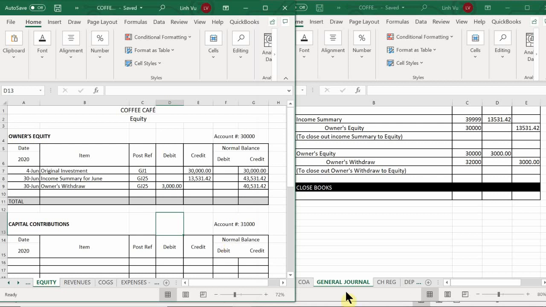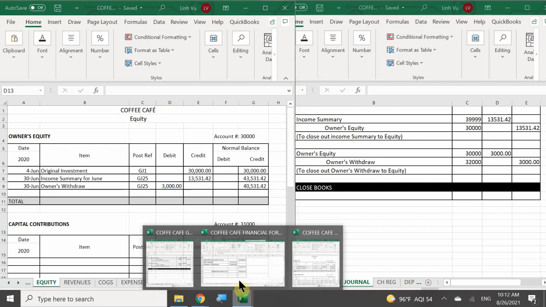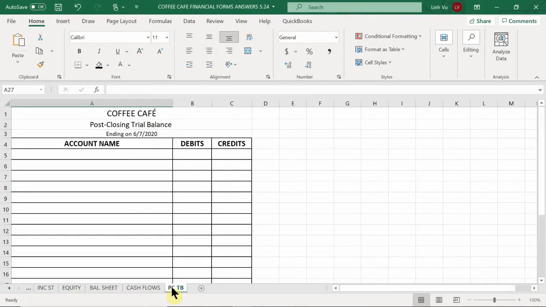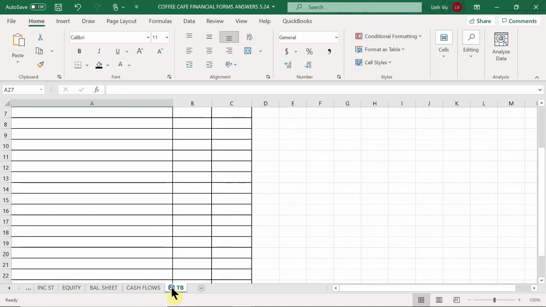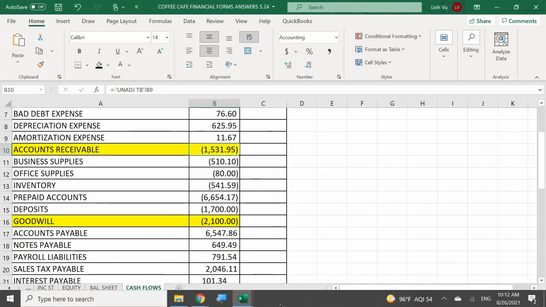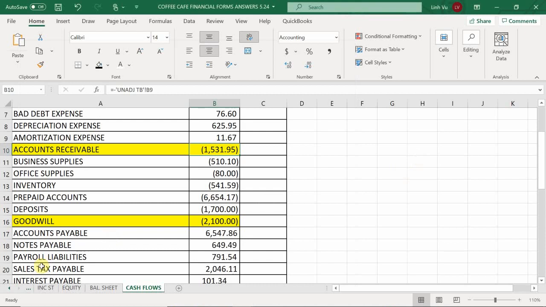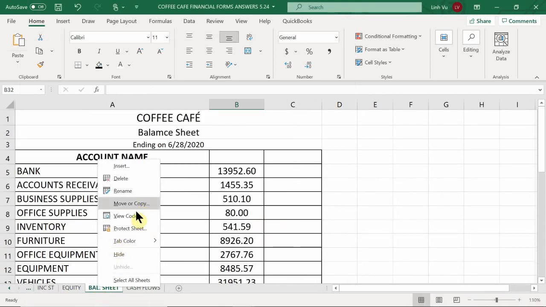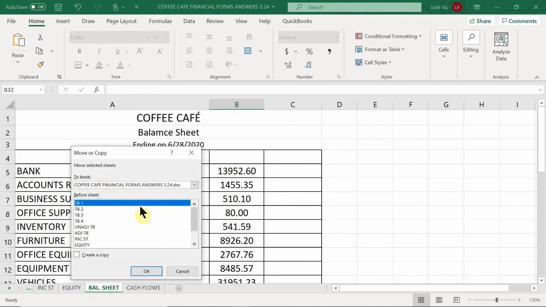Okay. So all we have left is our last statement, which is going to be the post-closing trial balance. Now, here's a shortcut that I like to do. You don't have to do it unless you want to. But what I do is I actually just delete this worksheet right here. Click OK. And I go to my balance sheet and I just simply make a copy of it because all the numbers pan out.